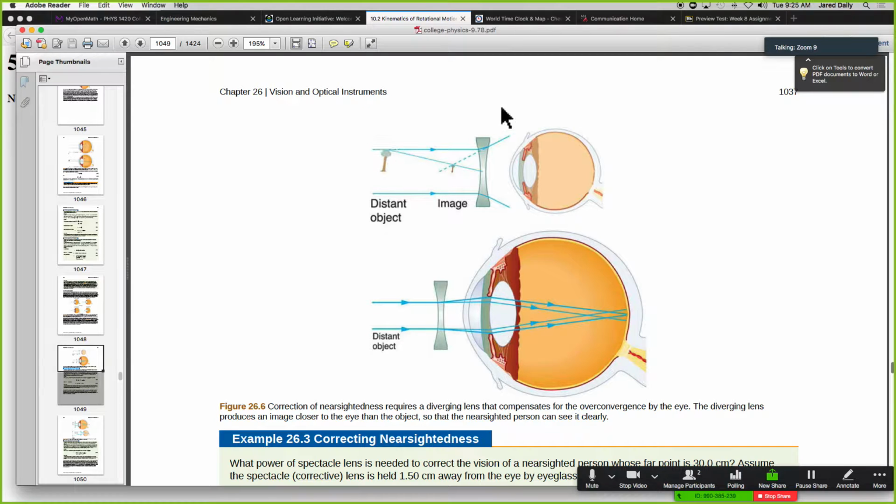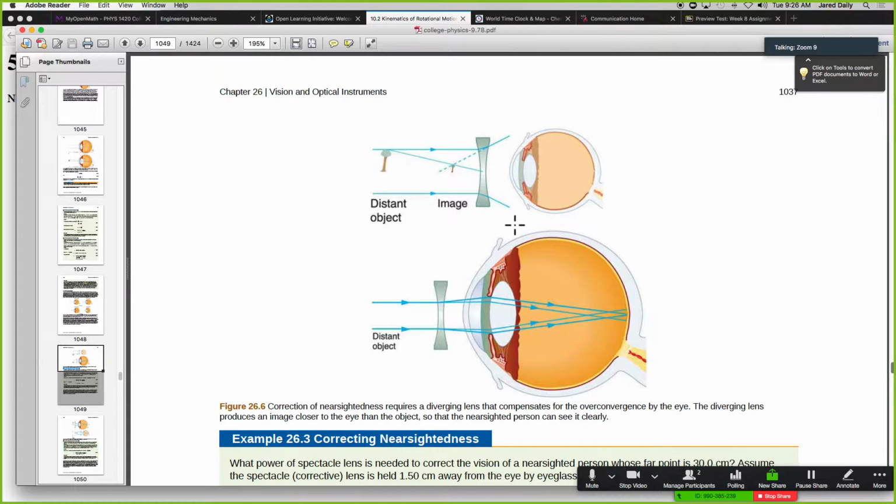Because real images are on the opposite side of the lens from the object. So this lens, you could also think of it as making a virtual image that's really close to the eyes, at about 1 meter or less out in front of your face so that you can focus on it. Either way, it doesn't matter how you think about it. Either way, your eye is able to create an image on your retina.